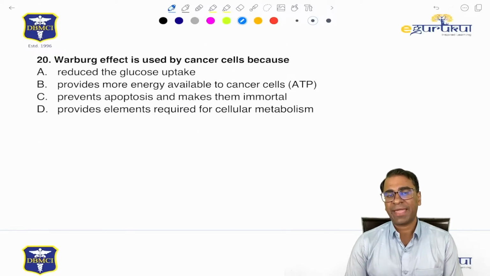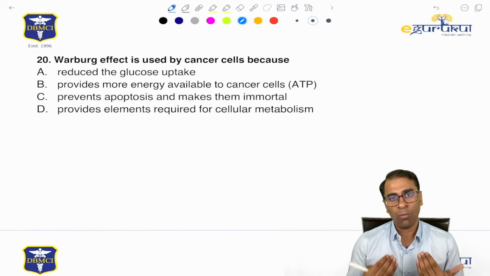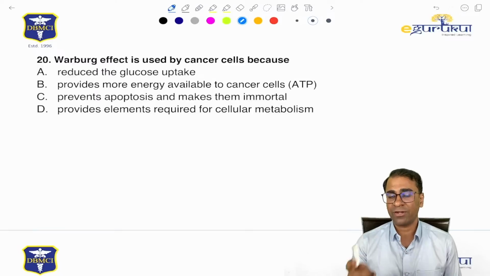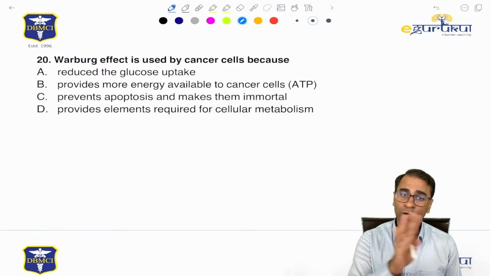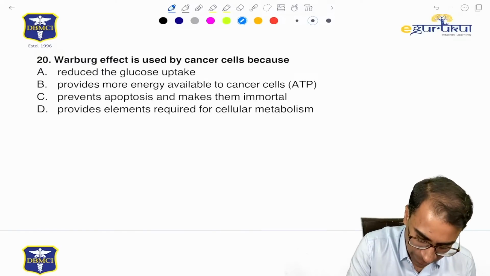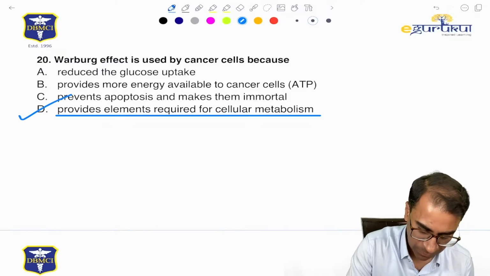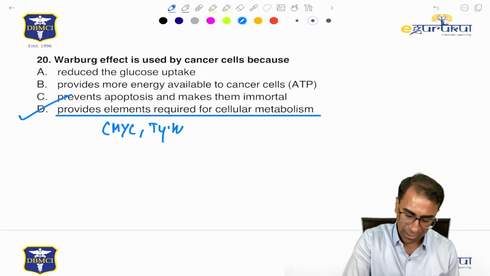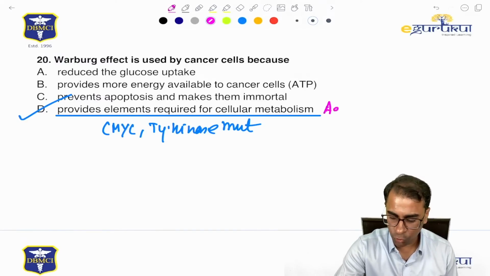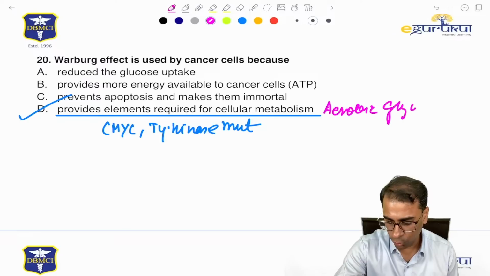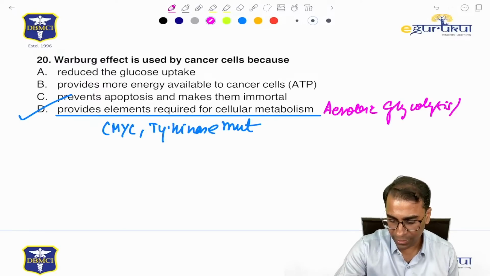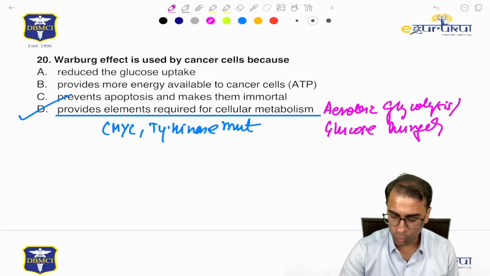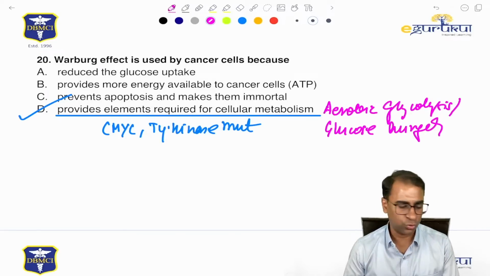Warburg effect is used by cancer cells, so why do cells require the Warburg effect? The cell requires the Warburg effect only to take more, not ATP. Yes, it makes elements which are required for cell metabolism. Warburg effect is driven by c-Myc and the tyrosine kinase mutation. They increase the Warburg effect. They can ask you, it is also called as aerobic glycolysis. It is also called as a glucose hunger. There are two names for the Warburg effect that you should know.